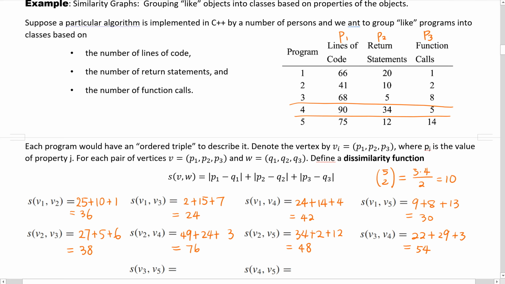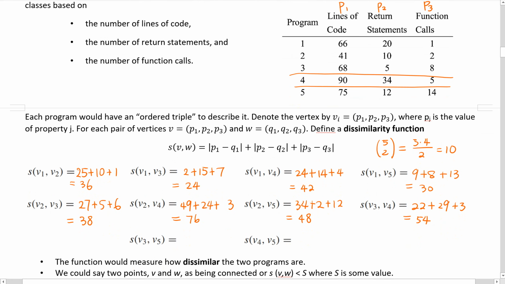Okay, continue. Vertex 3 and 5. 75 minus 68 is 7. 12 minus 5 is 7. 14 minus 8, 6. So, the answer is 20. This is the smallest number we get so far.